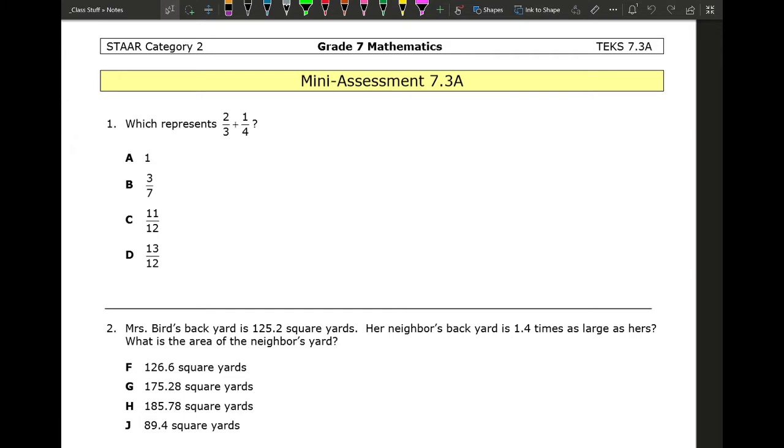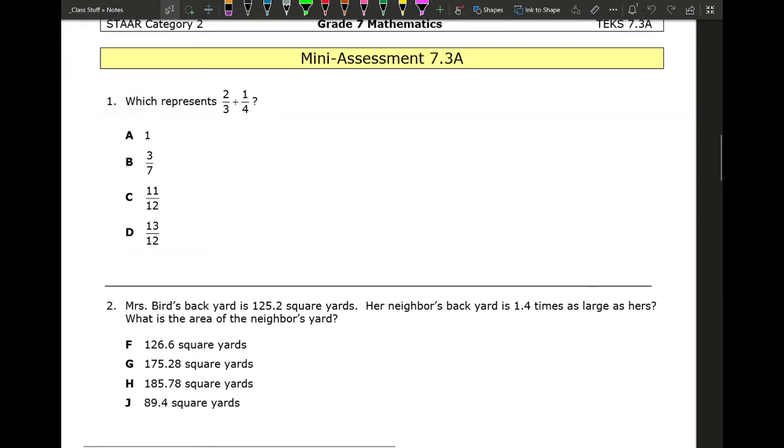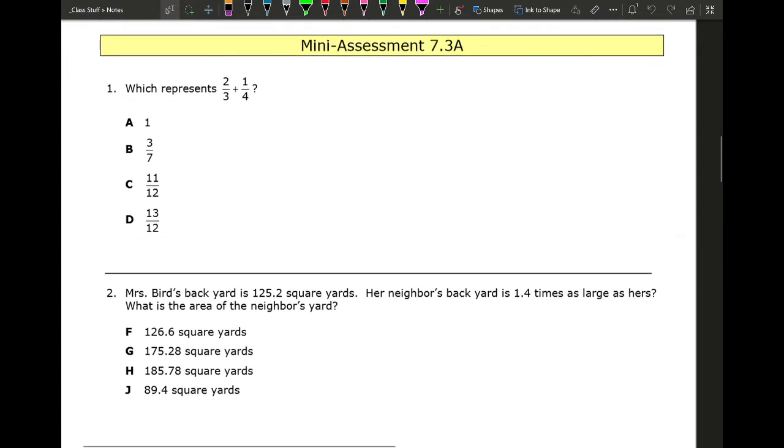This is Mr. Gomez, your favorite teacher in the whole world, and today we're going to be doing a review of rational numbers. This is 10 questions, and these are STAAR-like questions. It's going to be just about adding, subtracting, multiplying, and dividing different types of rational numbers.